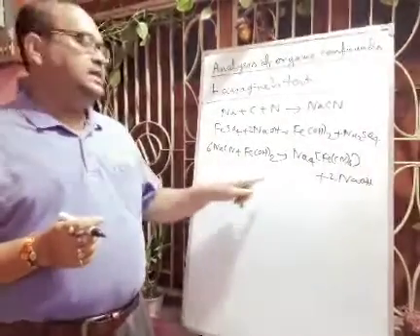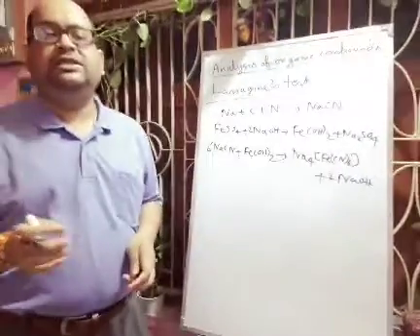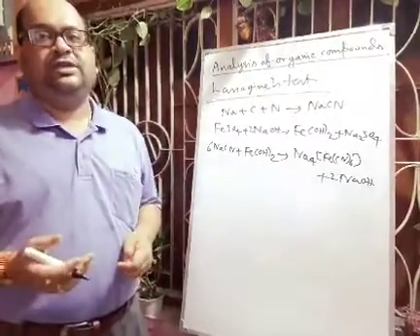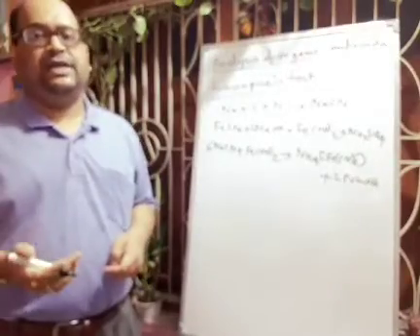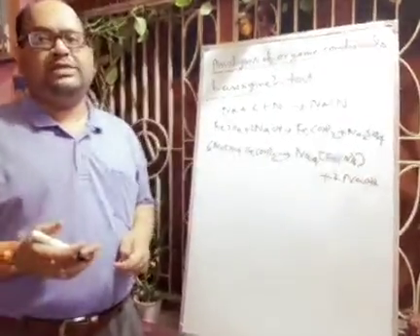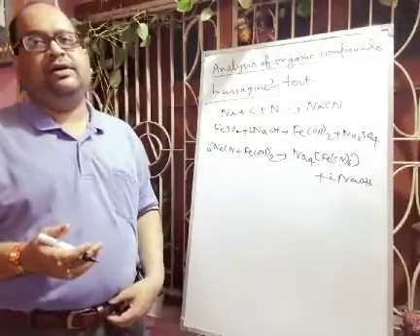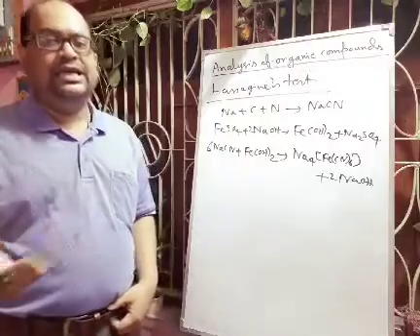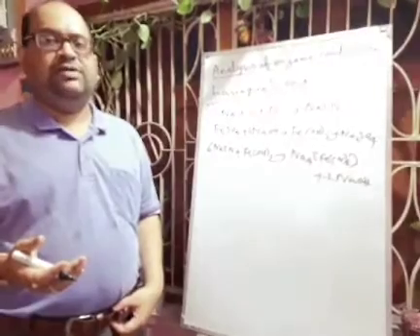And this Na4[Fe(CN)6] again will react with this ferric chloride. That will form Fe4[Fe(CN)6]3. That is called ferric ferrocyanide. And that will give you the Prussian blue coloration. Here also you can get some color, and this Prussian blue color or maybe green color indicates the presence of nitrogen. So you can understand what I am telling.